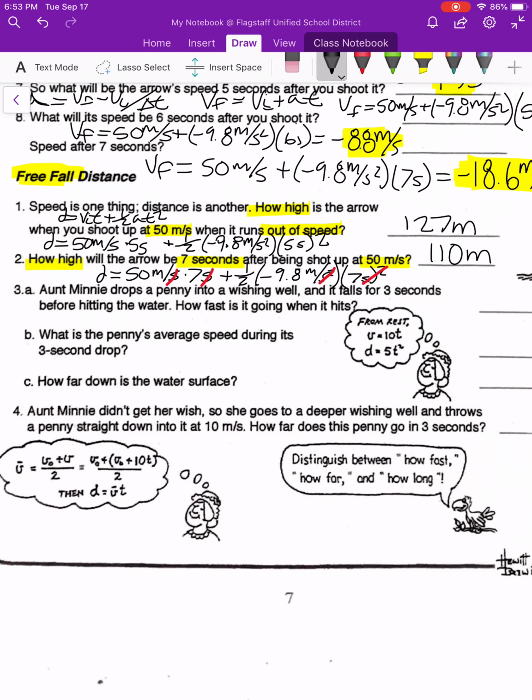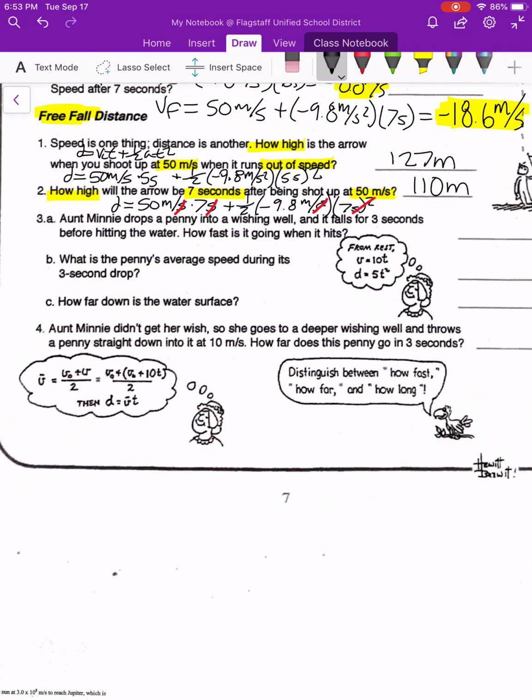So hopefully I haven't taken too long. I'm not really sure. I've been looking at the clock, but we'll just run through these last ones. Okay. Aunt Minnie drops a penny into a wishing well and it falls for 3 seconds before hitting the water. How fast is it going when it hits?